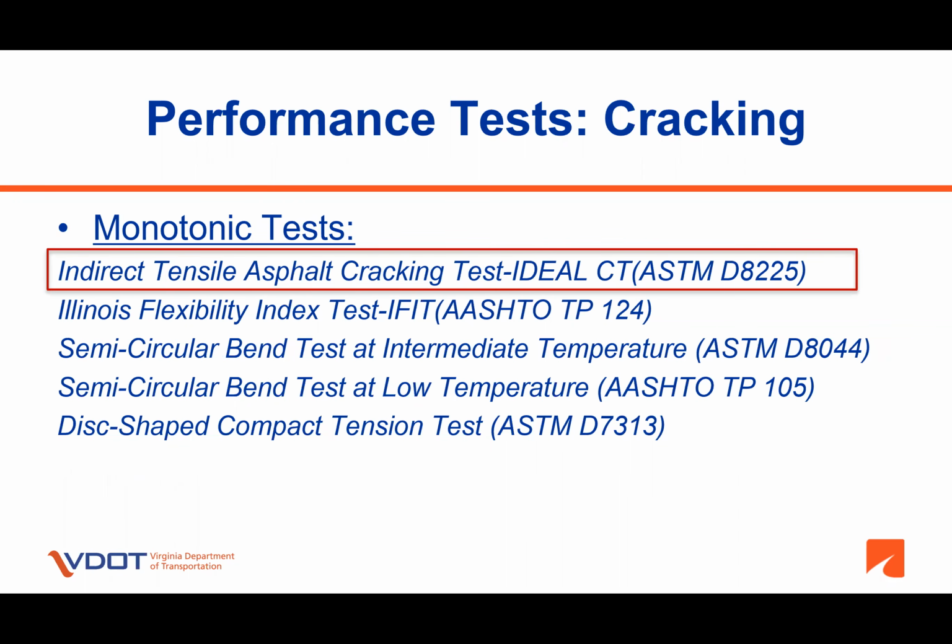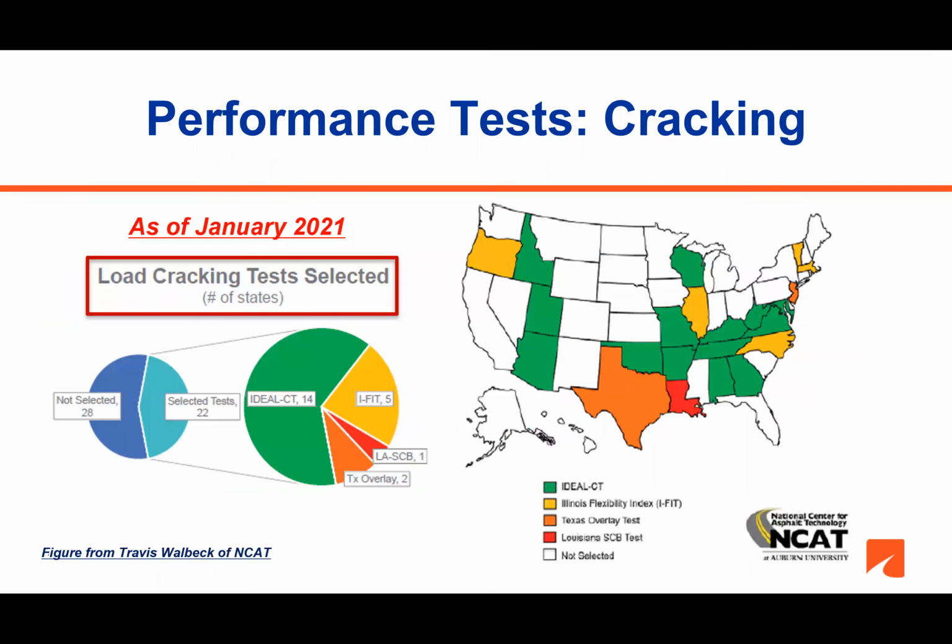This slide shows some of the monotonic loading-based tests for evaluating cracking potential of asphalt mixtures. Again, in addition to indicating correlations to the field performance, these tests are commonly used by the agencies because of their simplicity, the speed of testing, and cost of the equipment. The V.BMD spec requires the indirect tensile test as outlined in ASTM D8225, also known as the IDEAL-CT test.